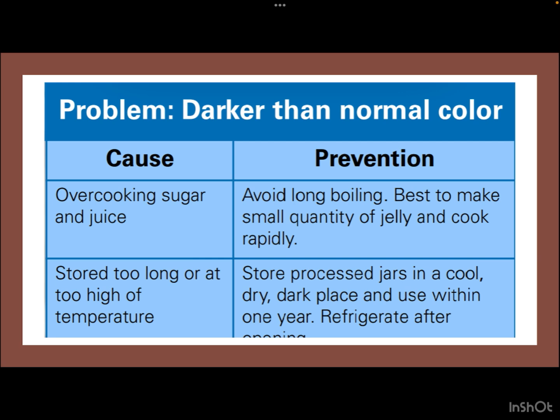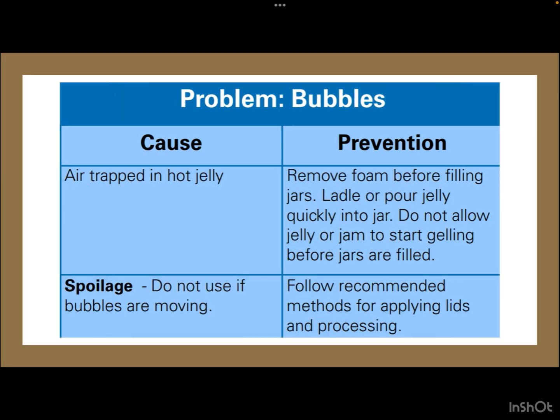So to avoid that, we should avoid long boiling, and it's best to make small quantities of jelly or jam and cook rapidly. Also, if we store it too long or at too high a temperature, it can cause darkness. So to prevent that, store processed jars in a cool, dry and dark place and use within 1 year. Refrigerate after opening.